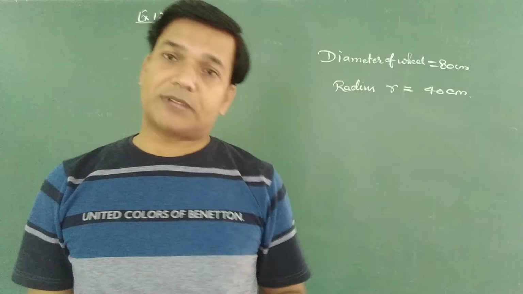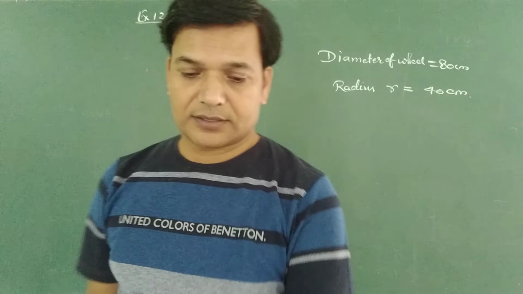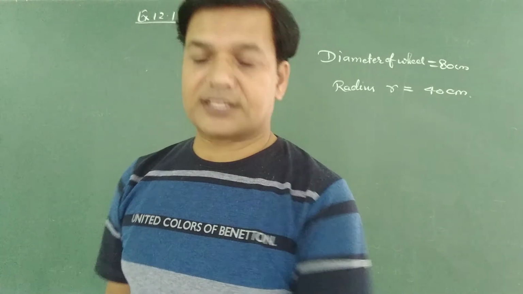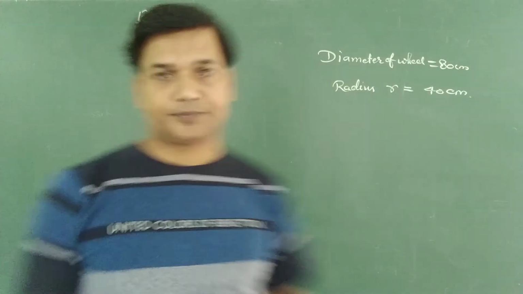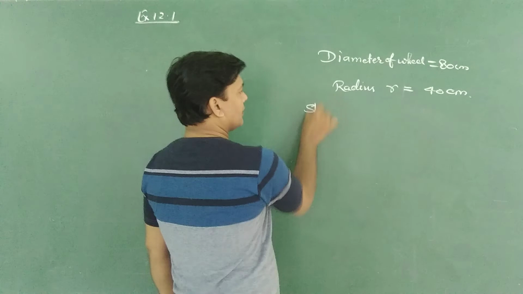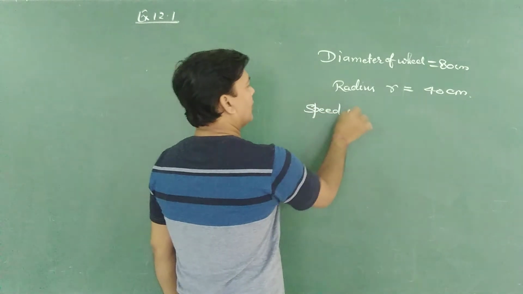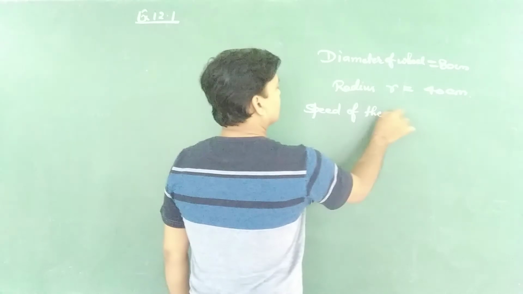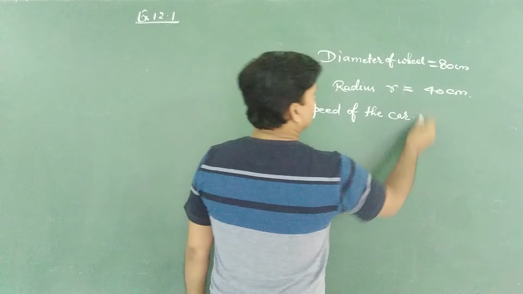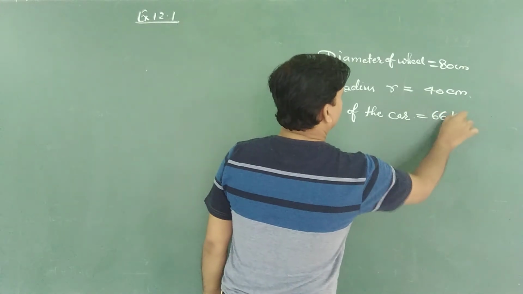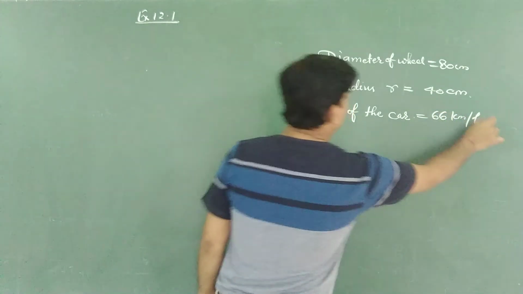Now the speed of that car is also given to us. The speed of the car is 66 km per hour.